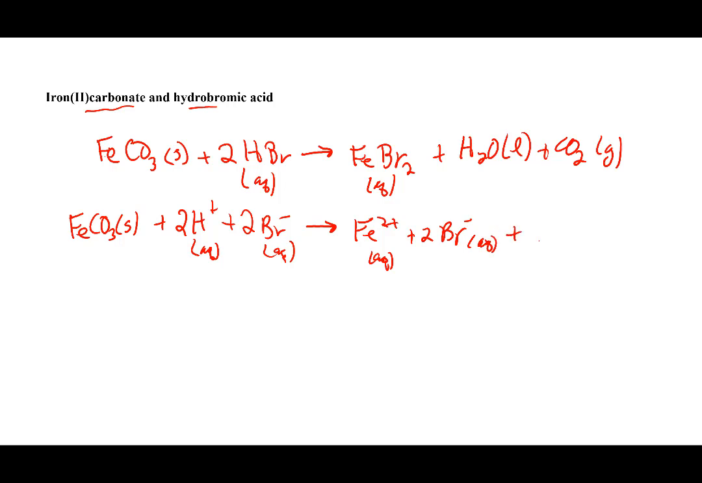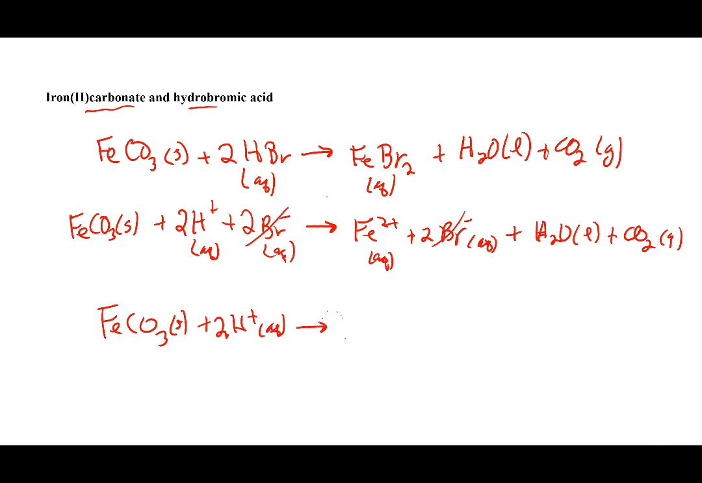That's split up. The water is going to be water as in the liquid state, and the CO2 is going to be a gas. So the only thing that's a spectator ion here is bromide ion. And so we have FeCO3 solid plus 2 H+ goes to make iron 2+ aqueous plus water in the liquid state plus CO2 gas. All right.